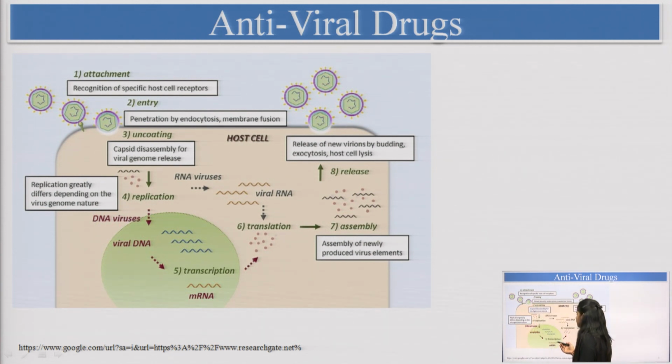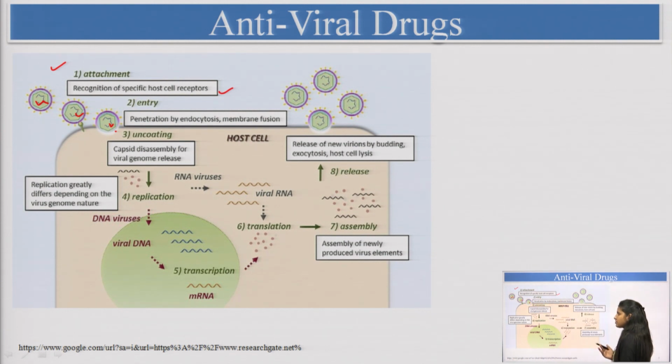Now, see the mechanism which I already told you, here in diagrammatic form. First, it starts with attachment. Here we can see the viruses. These viruses will go and start to attach to a specific host cell. So, there is recognition of specific host cell receptors. First they will recognize where to go, where to attach, where they will get the supplements and material for survival, where they can grow.